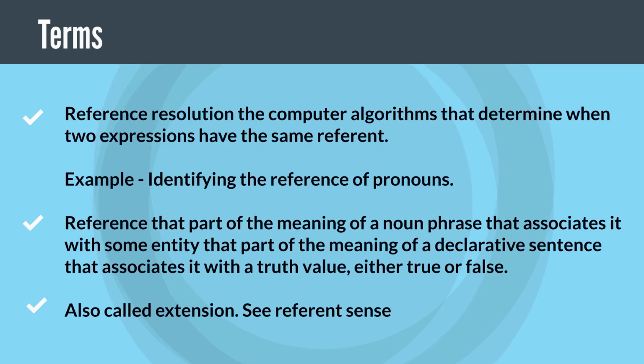Reference: association with the object the subject refers to. Reference resolution: the computer algorithms that determine when two expressions have the same referent. Example, identifying the reference of pronouns. Reference: that part of the meaning of a noun phrase that associates it with some entity. That part of the meaning of a declarative sentence that associates it with a truth value, either true or false. Also called extension. See referent, sense.